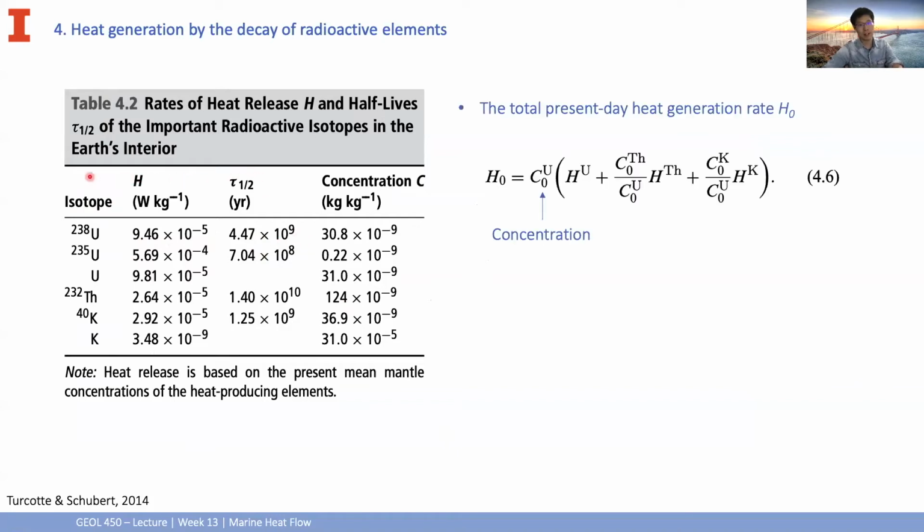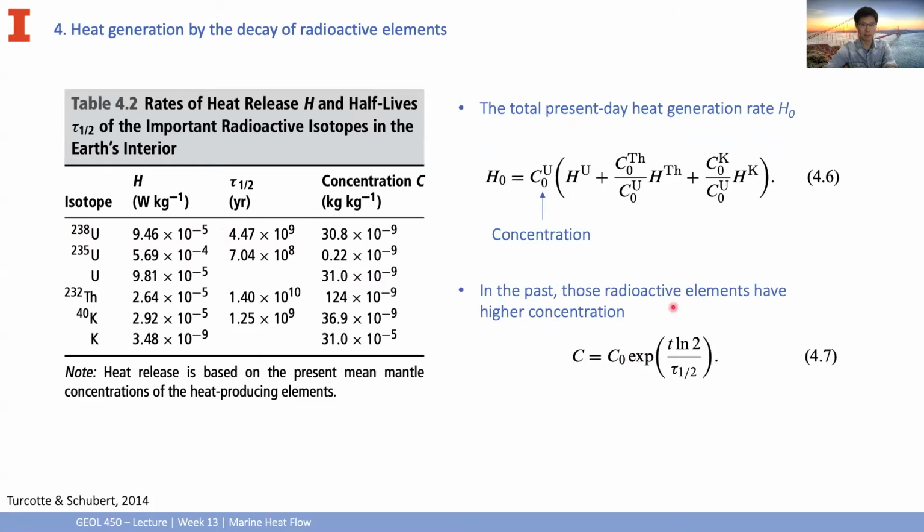So to calculate the total heat production rate in the present day, we need to sum up the heat generation rate of each element weighted by their concentration. That means elements with higher concentration will contribute more to the total heat generation rate. If we want to calculate the heat generation rate in the past, we also need to consider their decay, since those elements had higher concentration in the past.